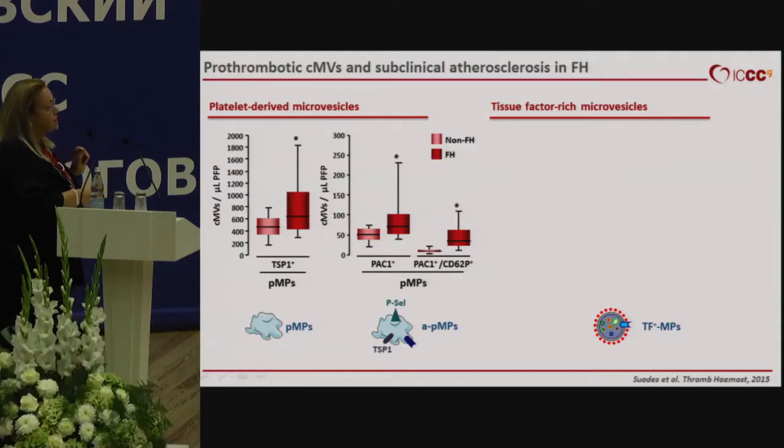Therefore, these patients are treated as per guideline. This is a cohort of FH patients in Spain, a registry. We have over 4,000 patients already genetically characterized, and we are following them.